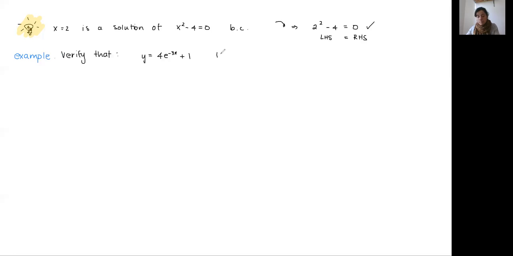plus 1 is a solution of the differential equation, and the differential equation over here is going to be y prime is equal to minus 3y plus 3. And so we're going to verify whether something is a solution of a given differential equation.